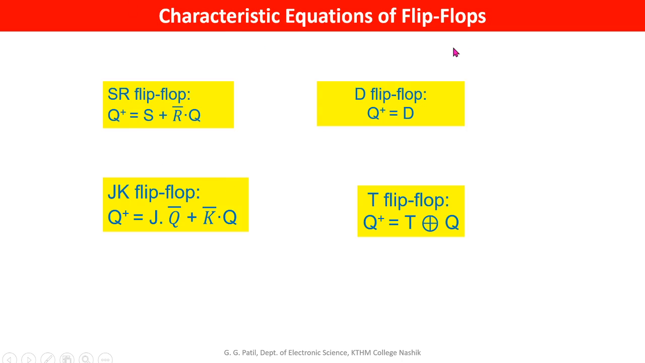These are the characteristic equations of flip-flops. For the SR flip-flop, the next state Q plus is equal to S plus R dash Q. For the D flip-flop, Q plus is equal to D. For the JK flip-flop, the equation is Q plus equal to J Q bar plus K bar Q, where plus means OR: J Q bar or K bar Q. And for the T flip-flop, the next state Q plus is equal to T XOR Q.